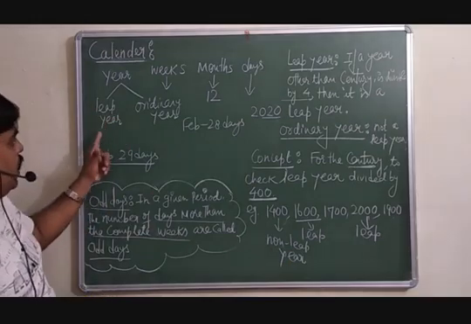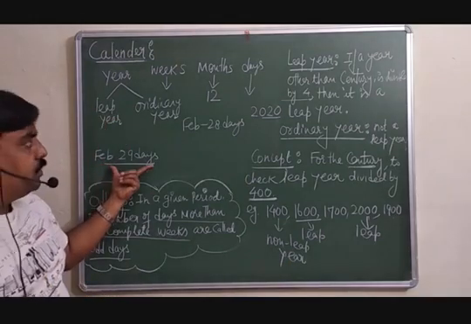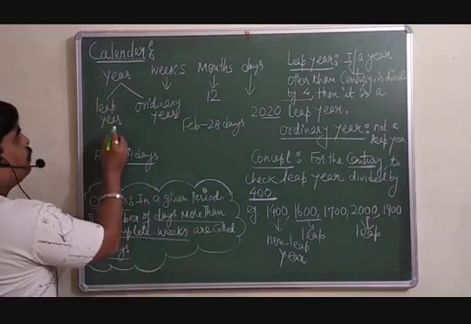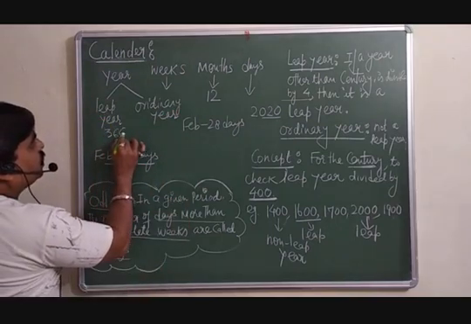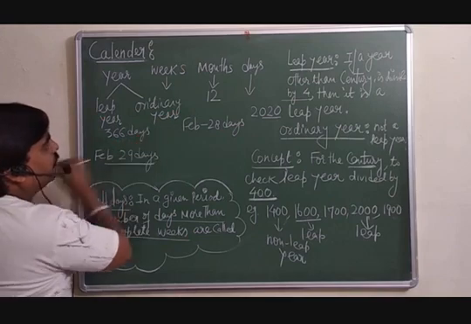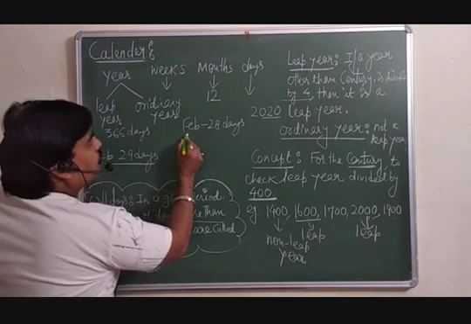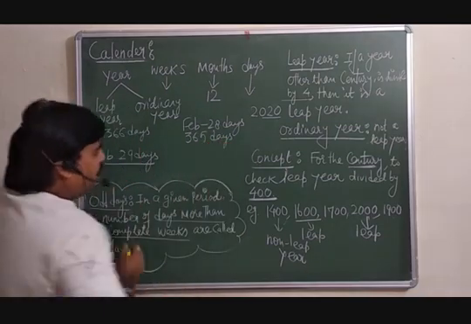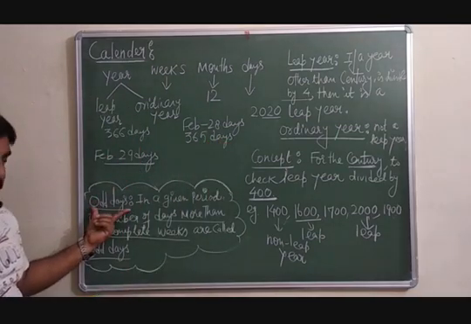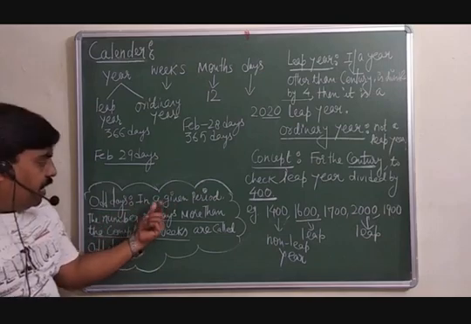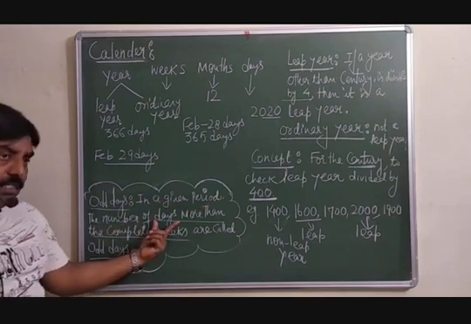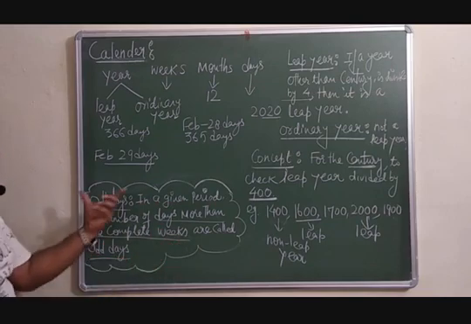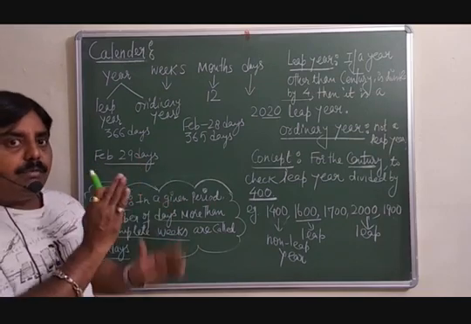See, in a leap year, there are 29 days in the month of February. In an ordinary year there are 28 days. In a leap year there are 366 days, and in an ordinary year there are 365 days. So here, first of all, we will discuss odd days. What are odd days? In a given period, the number of days more than the complete weeks are called odd days, meaning the days which are not in a week.